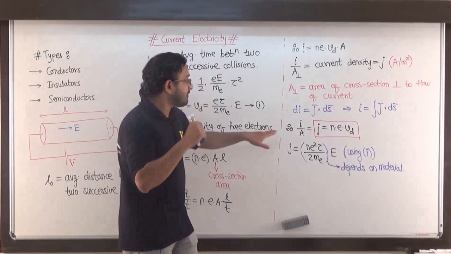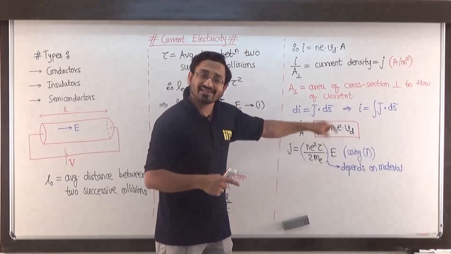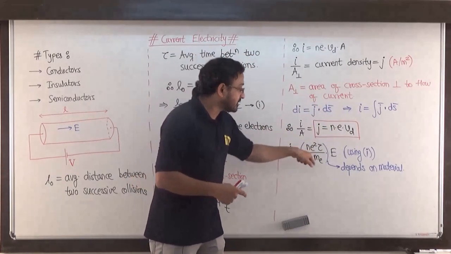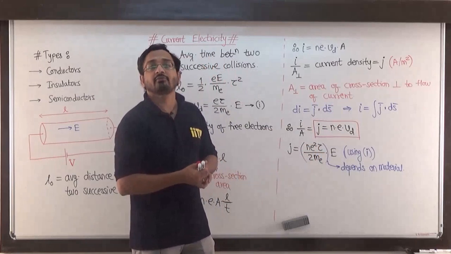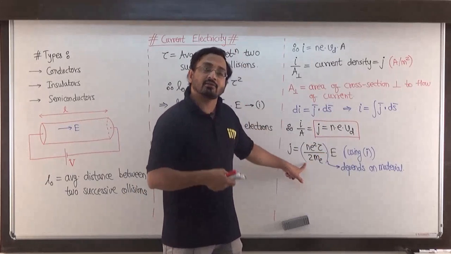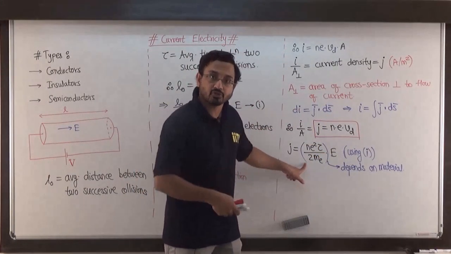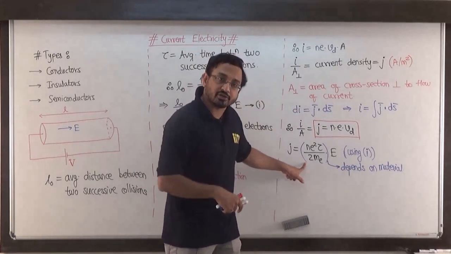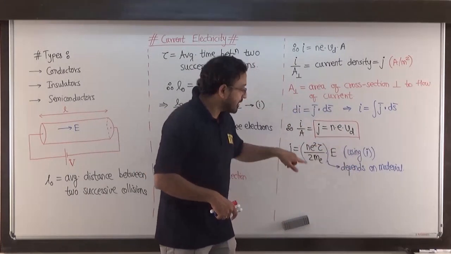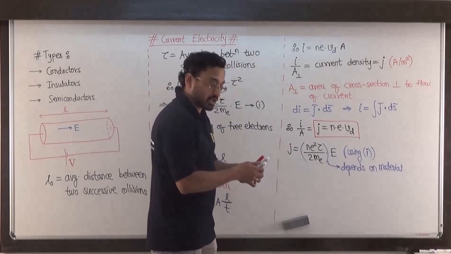That means having a higher value of n and a higher value of tau makes the material a better conductor. Therefore this bracket is called conductivity, because a high value of this bracket indicates that the material is able to conduct electricity better. The ability to conduct electricity is obtained from this bracket, and that is a property of the material, and hence that whole bracket is called sigma, the conductivity.